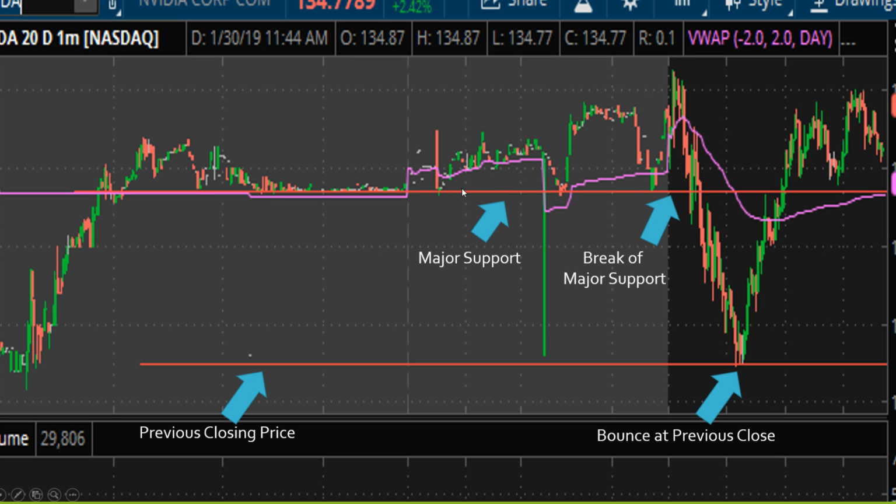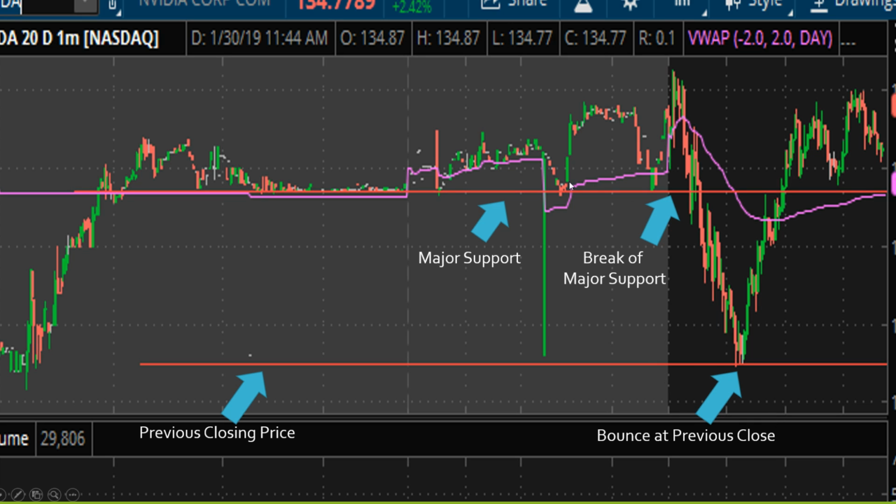So you look for this major support in between the previous day's closing price and the pre-market high, and you look for a break underneath that area. Once it breaks underneath that area, you can anticipate the bounce at the previous day's closing price. Why can we anticipate a bounce there? Because at that point, once the stock reaches down to this level, it has effectively filled the entire gap, from point A to point B.